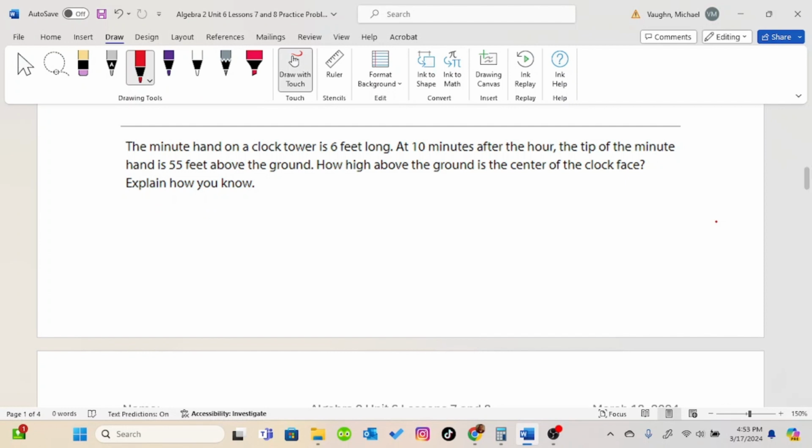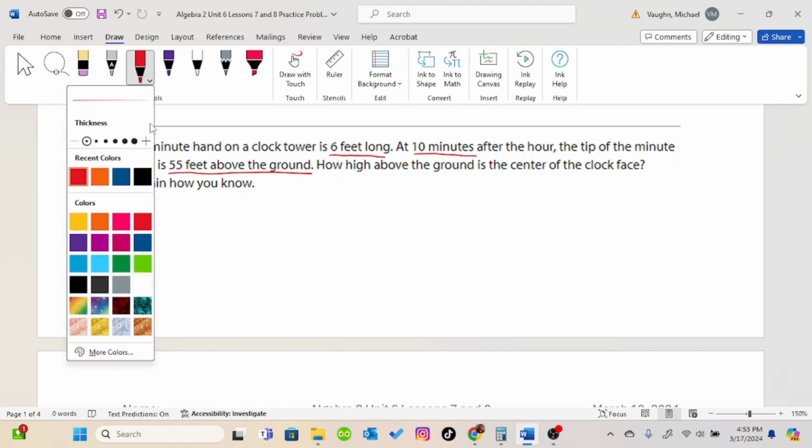The minute hand on a clock tower is 6 feet long. At 10 minutes after the hour, the tip of the minute hand is 55 feet above the ground. How high above the ground is the center of the clock face? Explain how you know.